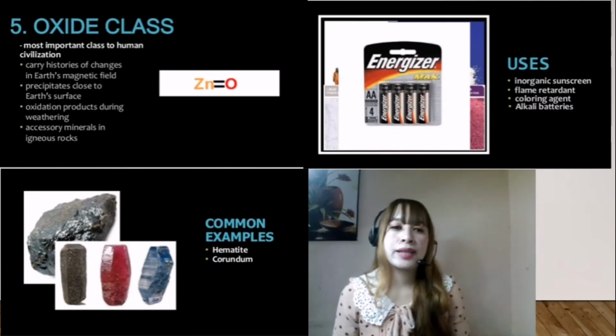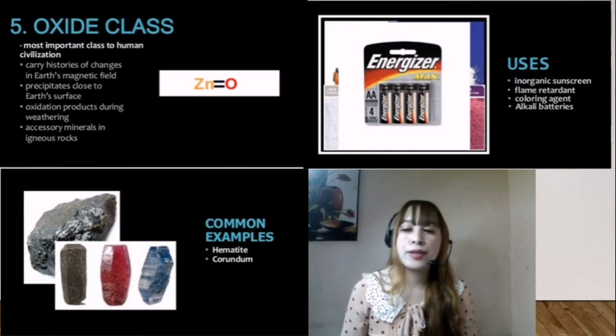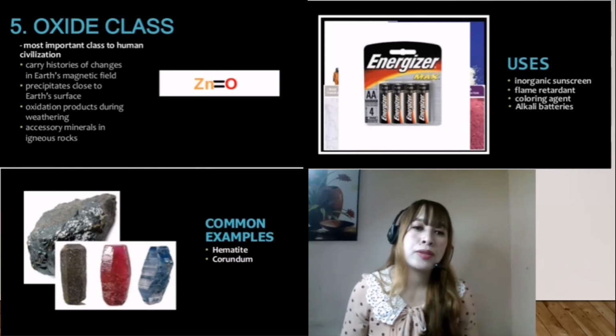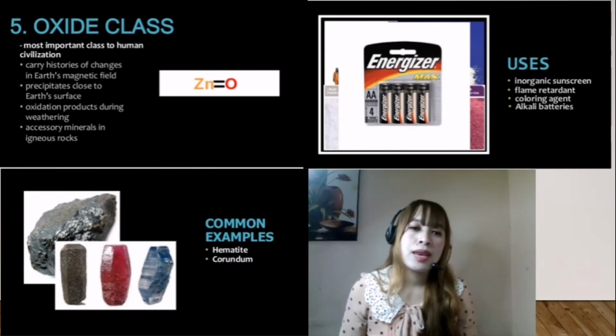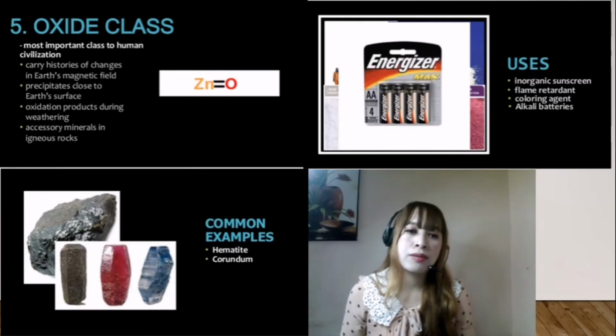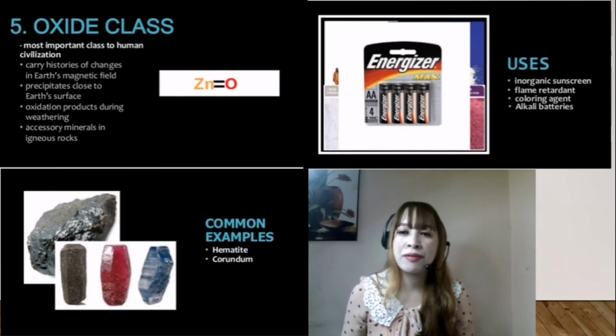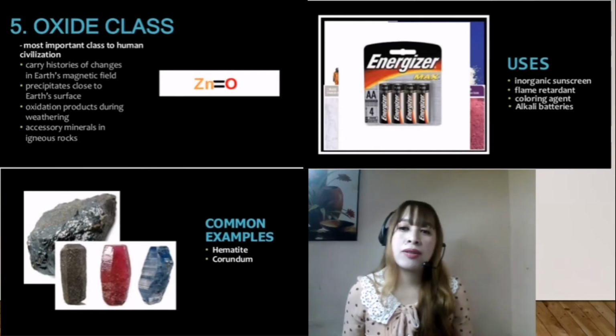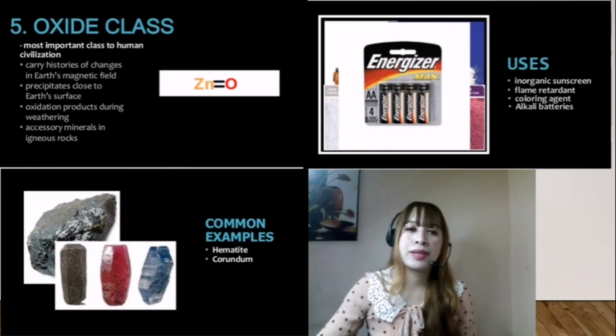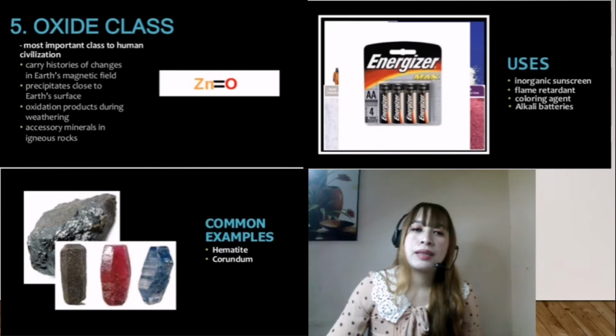Next is the oxide class. The oxide class is the most important class to human civilization. Why? Because they carry history of changes in Earth's magnetic field, and it's also referring to the precipitates close to Earth's surface, oxidation products from weathering, and accessory minerals in igneous rocks. The common examples are hematite and corundum. Not so familiar, but their uses are very familiar to us, like inorganic sunscreen, flame retardant, coloring agents, and alkali batteries.